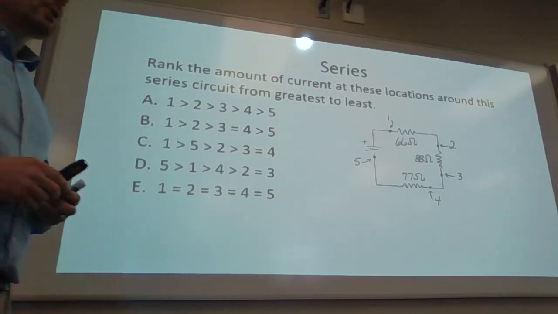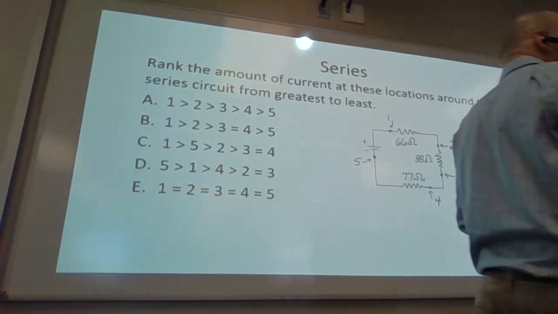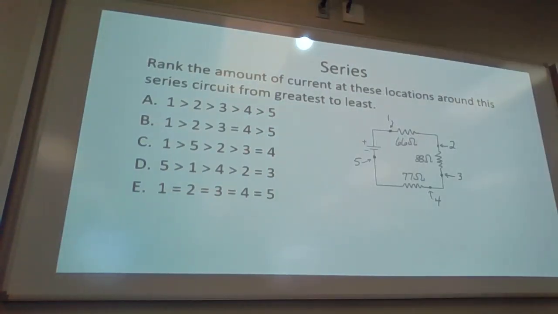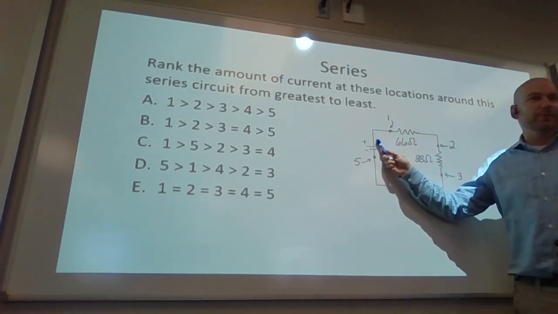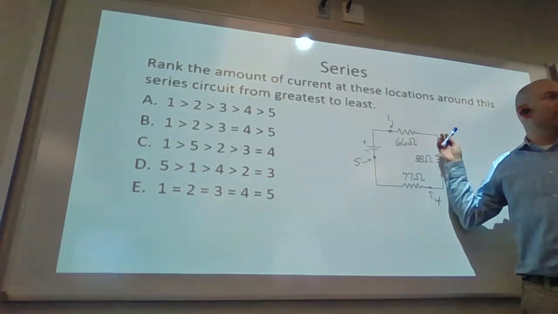Okay. So here's the deal. The current at every spot in a series circuit is equal to every other spot in a series circuit. Factoid, memorize that. Current is the same in a series circuit. Okay? Why? Because there are no junctions. The current in has to equal the current out.